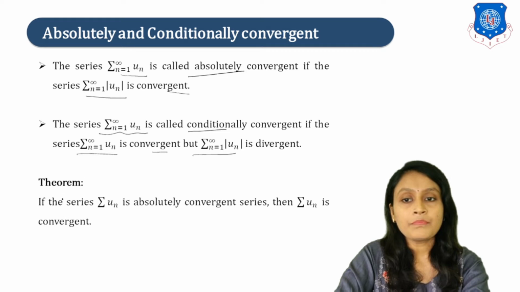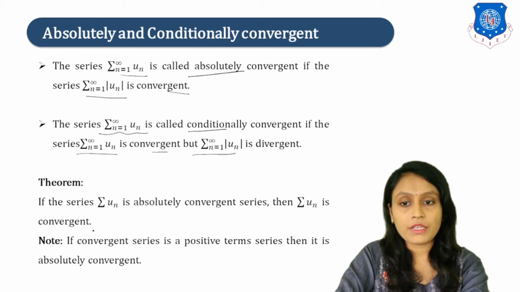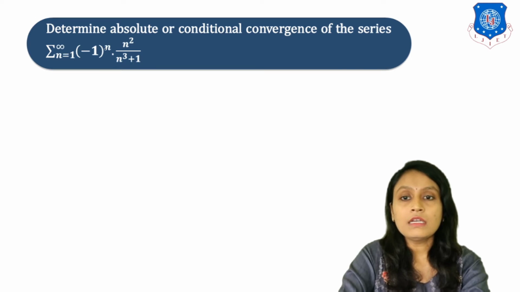Next, if the series Un is an absolutely convergent series, then series Un is convergent. And if a convergent series is a positive term series, then it is absolutely convergent. So whenever we have a positive term series which is convergent, then we can say that it is absolutely convergent. Now let's study one example.